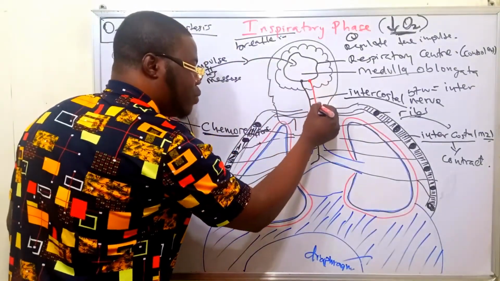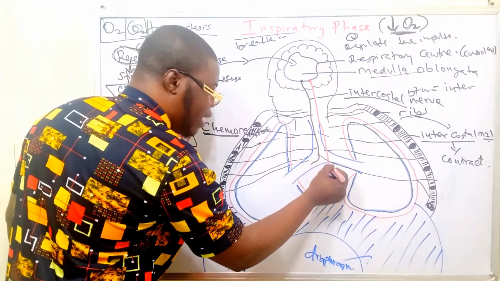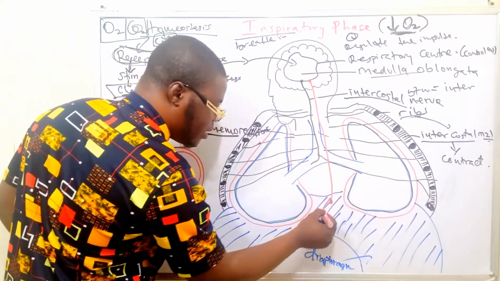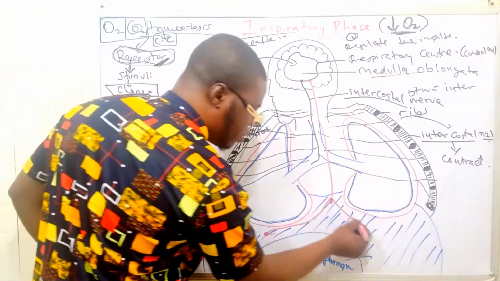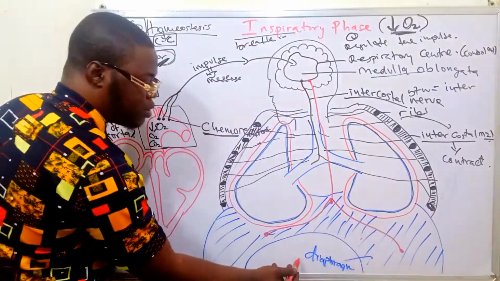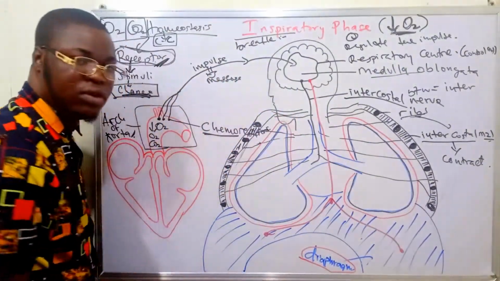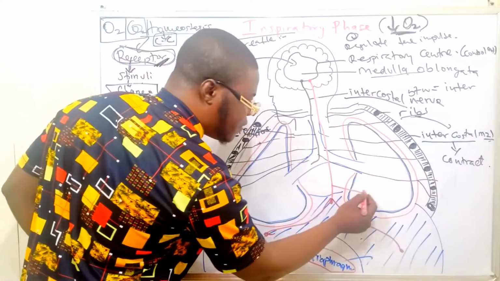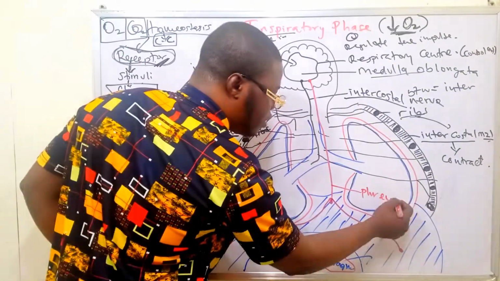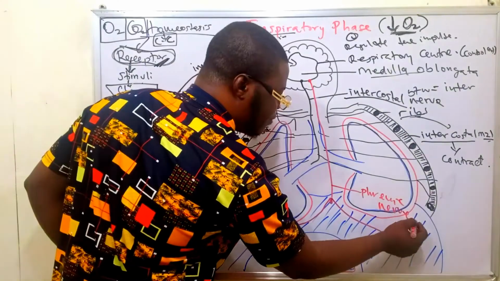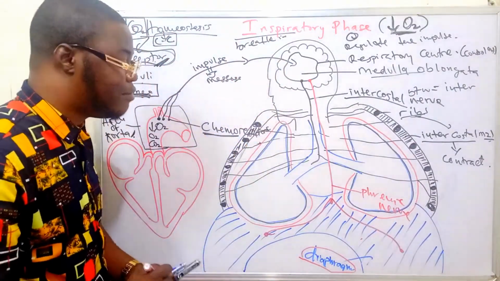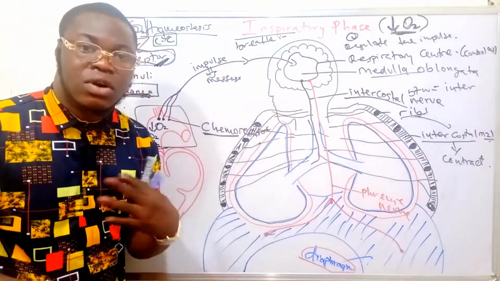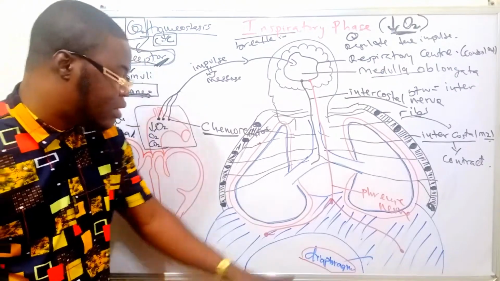And now the second thing is that it's going to send another nerve. And that nerve will come downward again and act on this structure here. And this structure is what? The diaphragm. So the nerve acting on the diaphragm is called the phrenic nerve. The phrenic what? The phrenic nerve. Some textbooks call it the diaphragmatic nerve. It's still correct as well. They call it the diaphragmatic nerve because it's acting on the diaphragm.